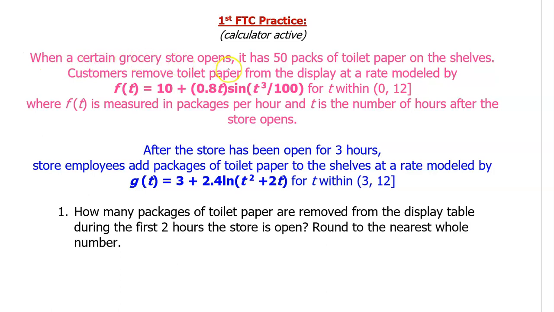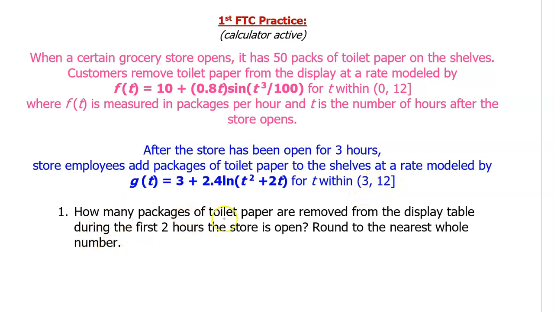When a certain grocery store opens, it has 50 packs of toilet paper on the shelves. Customers remove toilet paper from the display at a rate modeled by f of t, for t within 0 to 12, where f of t is measured in packages per hour and t is the number of hours after the store opens. After the store has been open for 3 hours, store employees add packages of toilet paper to the shelves at a rate modeled by g of t, for t on the interval from 3 to 12.